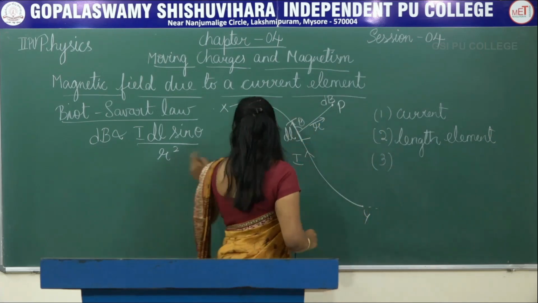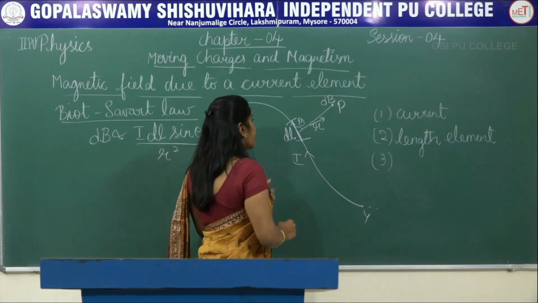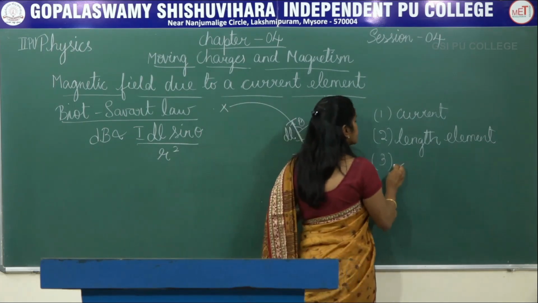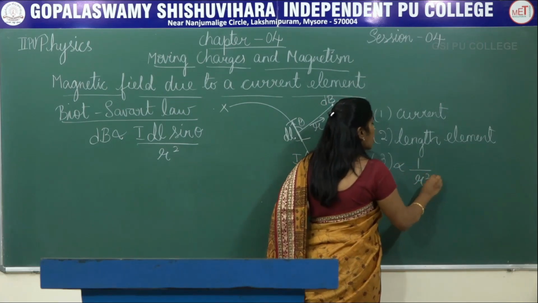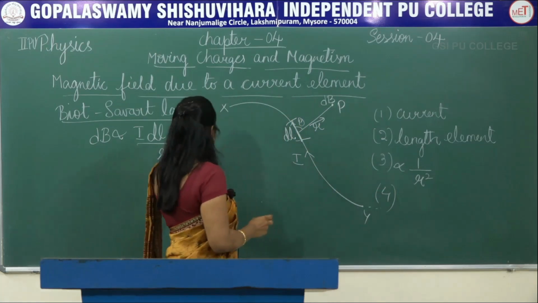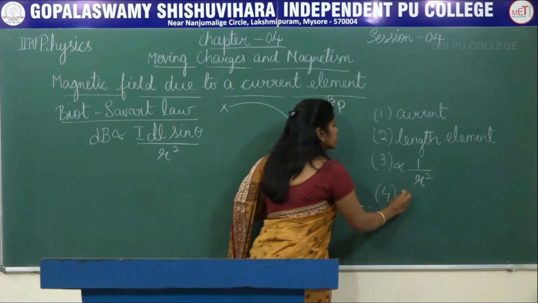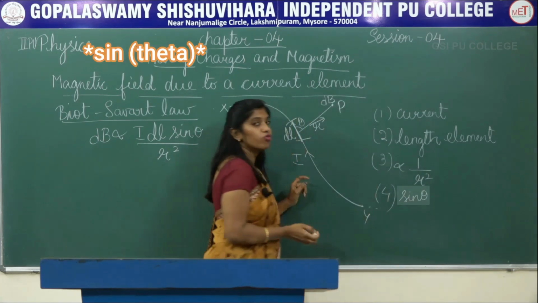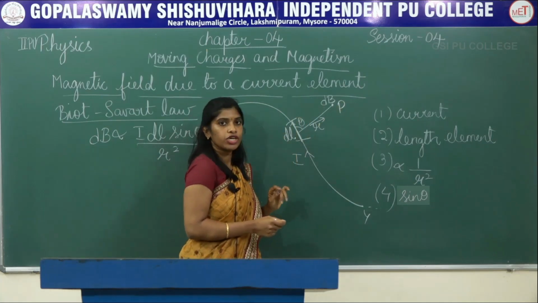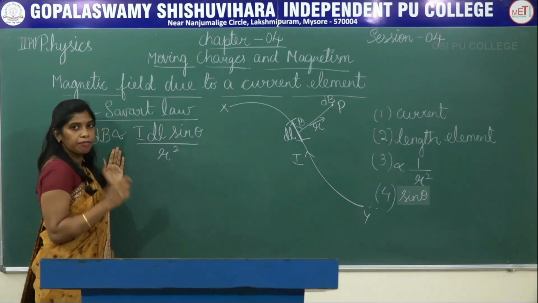And third, it is inversely proportional to the square of the distance between the current element and the point. Therefore, it is inversely proportional to r square. And fourthly, it also depends on the angle theta, which is the angle between the current element and the position vector r. So, these are the factors on which the magnetic field depends.